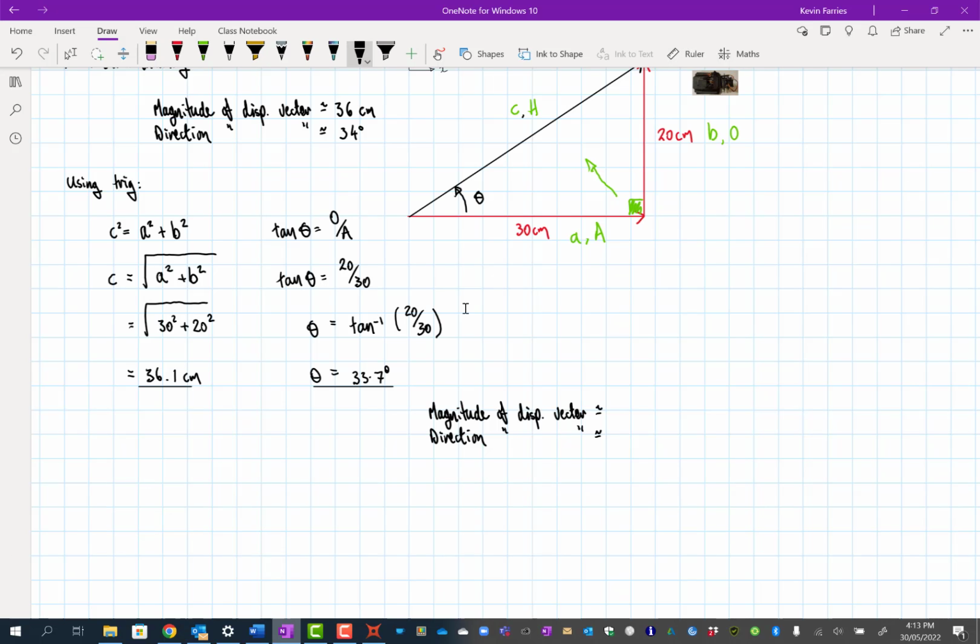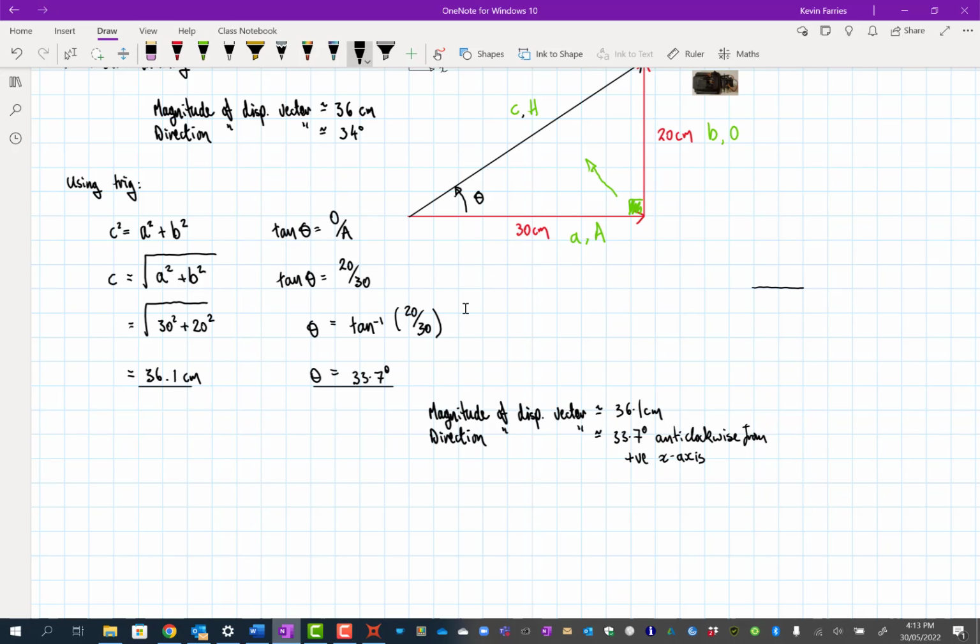Okay, so writing the answer in full. Magnitude is 36.1 centimeters and the direction is 33.7 degrees, but don't leave it at that. Anti-clockwise from the positive x-axis. Okay, you've got to be a little bit careful.